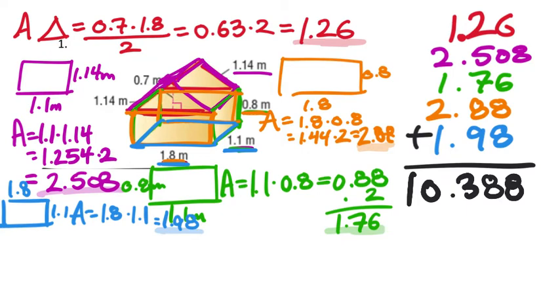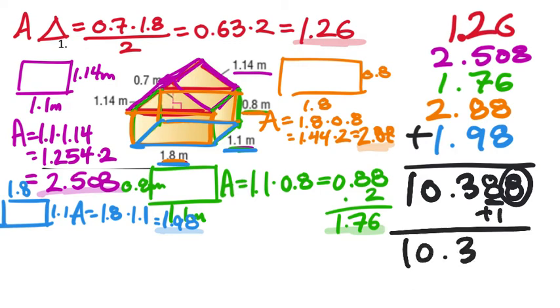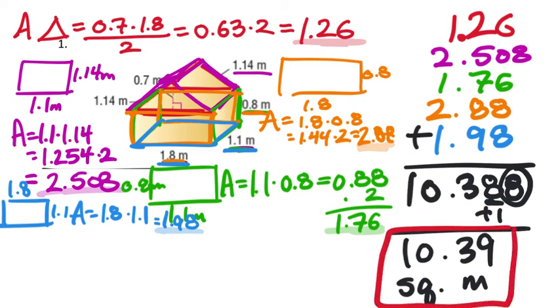So now we can round. The 8 is in the hundredths place value, because this is where it wanted, and then this 8 adds 1 there to our designated place value. So that ends up being 10.39. But again, the label for this one is in square meters because we are looking at surface area. So 10.39 square meters would be our final answer for this.